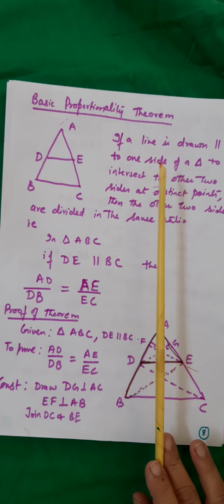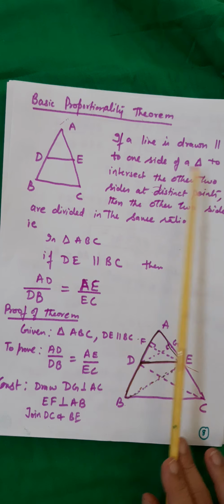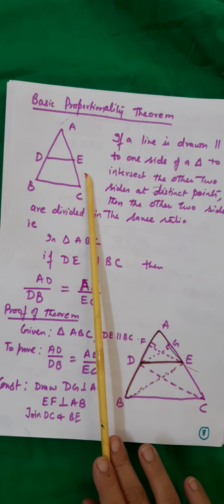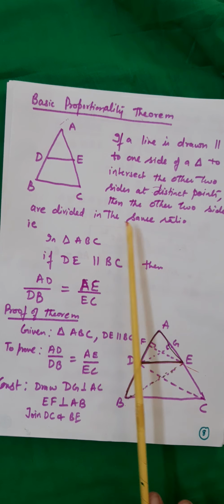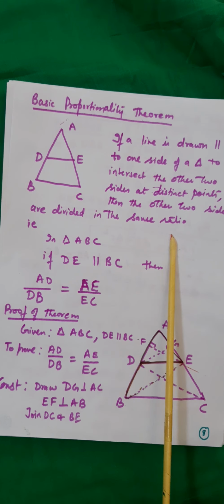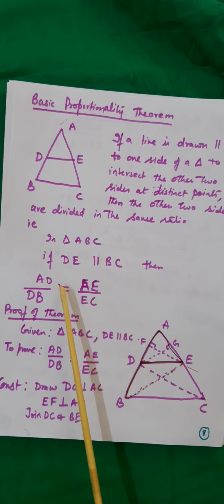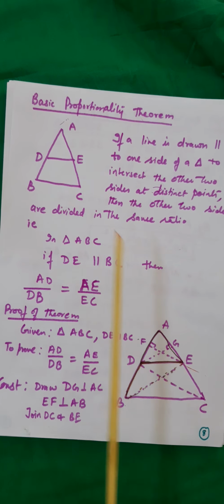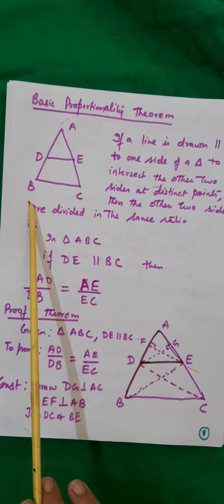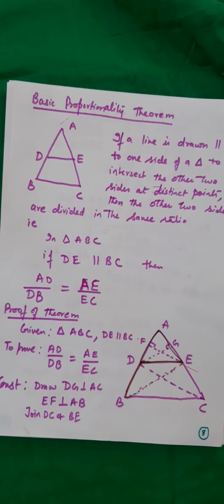This theorem states if a line is drawn parallel to one side of a triangle to intersect the other two sides at distinct points, then the other two sides are divided in the same ratio. That means that in triangle ABC, if DE is parallel to BC, then AD upon DB is equal to AE upon EC.